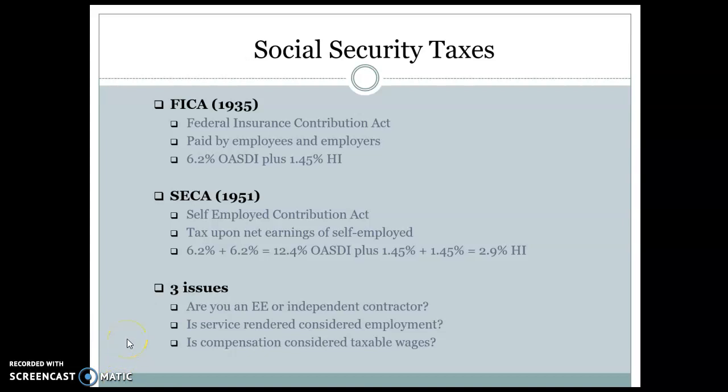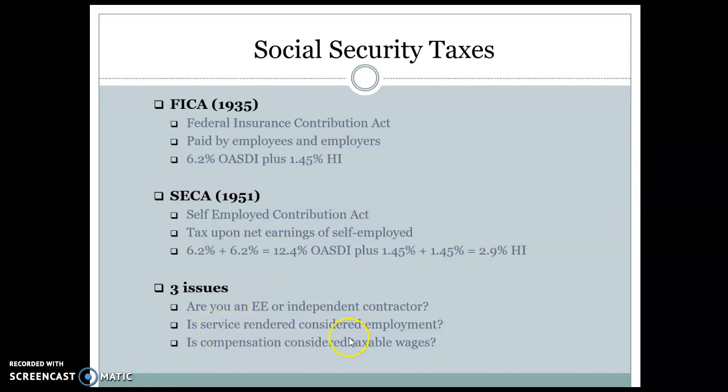Okay, there are three issues that always have to be considered. Are you an employee or are you an independent contractor? If you're an independent contractor, you've got to follow the SECA rules. You have to calculate that yourself and pay those amounts to the IRS. If you're an employee, then the employer will take out your half, your 6.2% and your 1.45%, out of your check. And then the employer will match that for you.